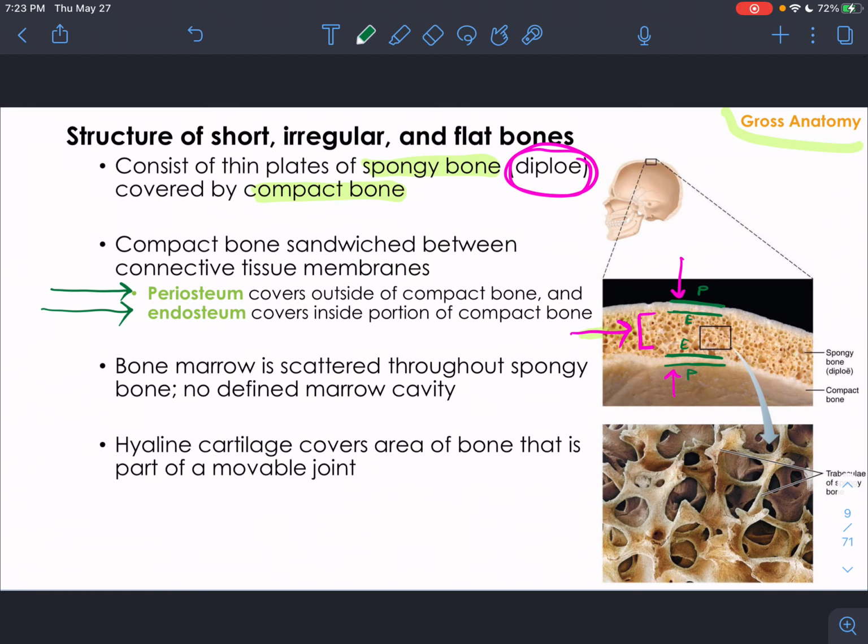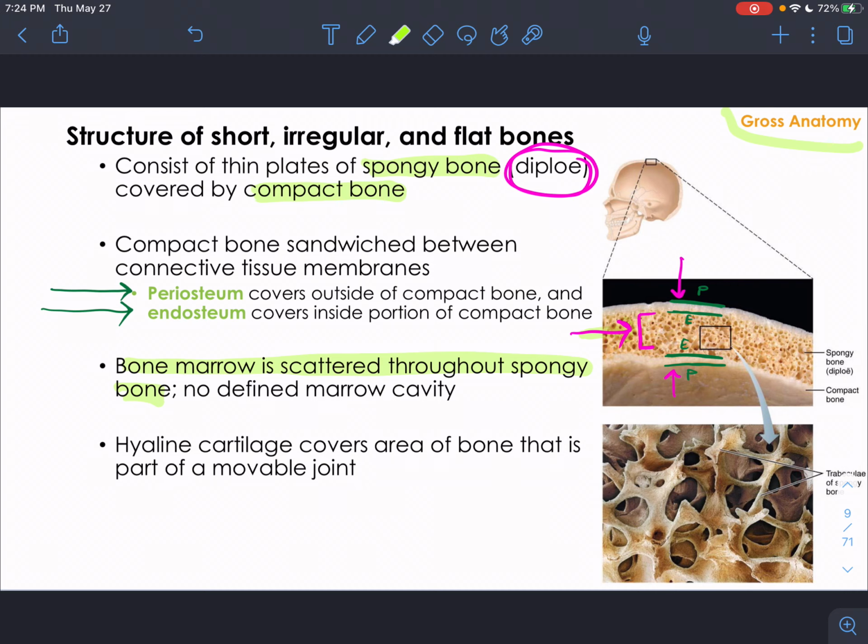Within the spongy bone, in the diploe, you have bone marrow. There's no defined marrow cavity. It's just going to be within the spongy bone itself, because you can see these little holes. In lab, we have actual bones, and you'll see that these look like actual holes. They're not filled in. That's because the bone marrow goes away in those bones. But in a living bone, those holes would be filled with marrow.